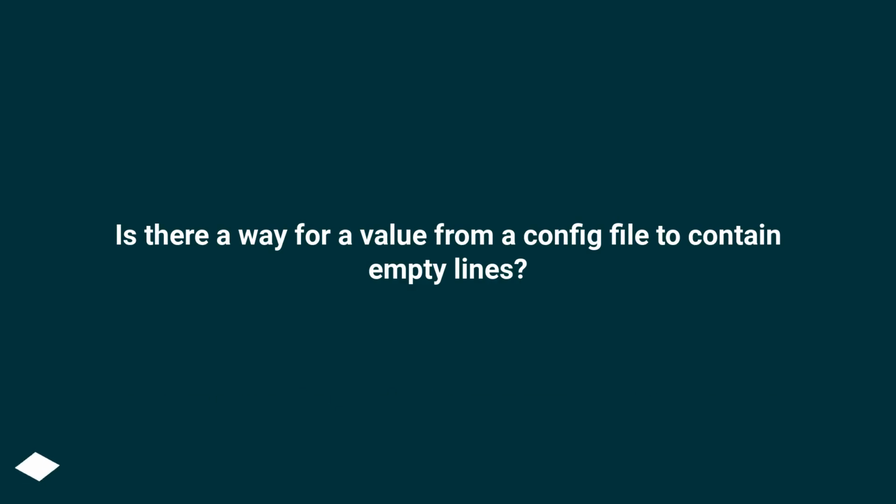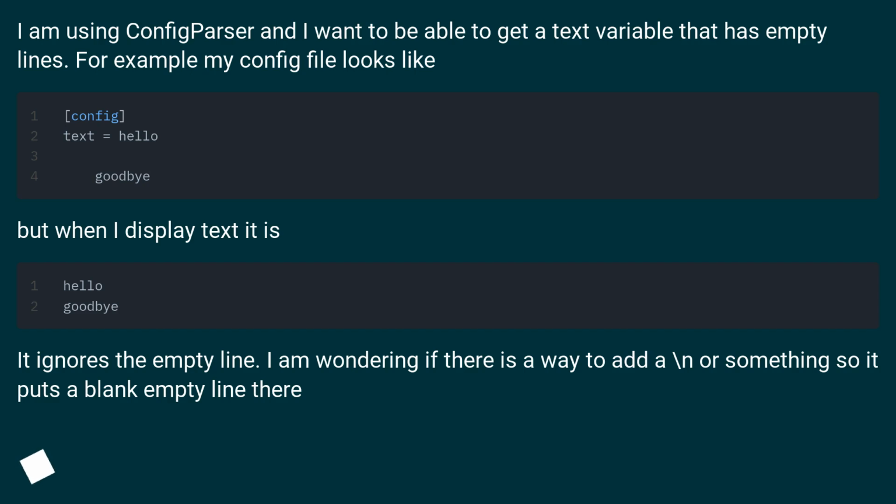Is there a way for a value from a config file to contain empty lines? I am using config parser and I want to be able to get a text variable that has empty lines. For example, my config file looks like.